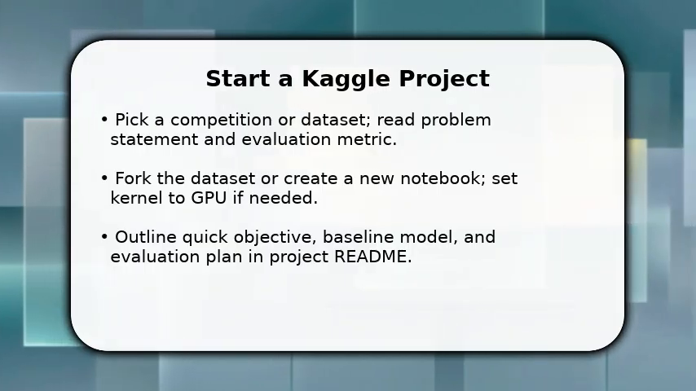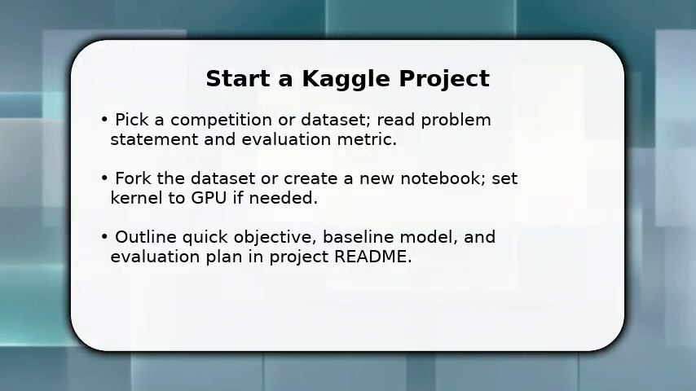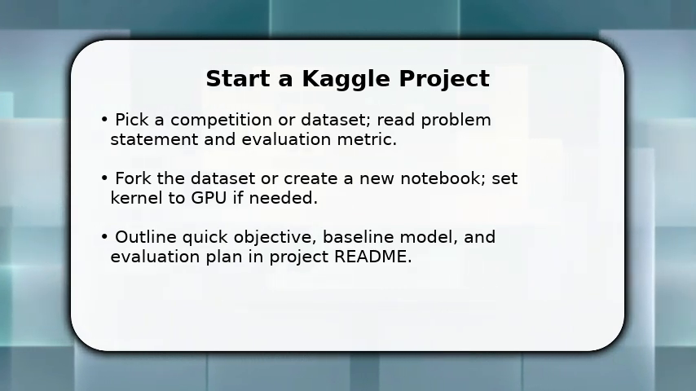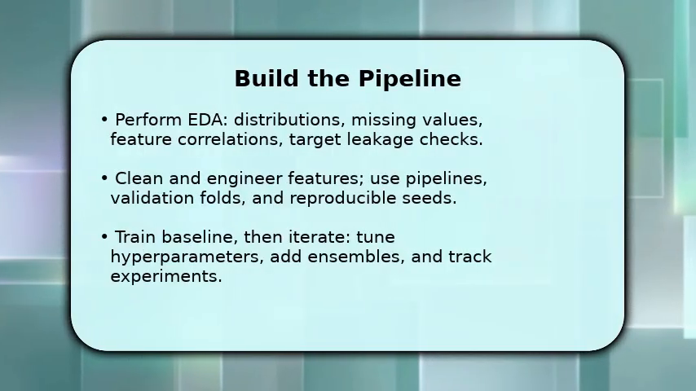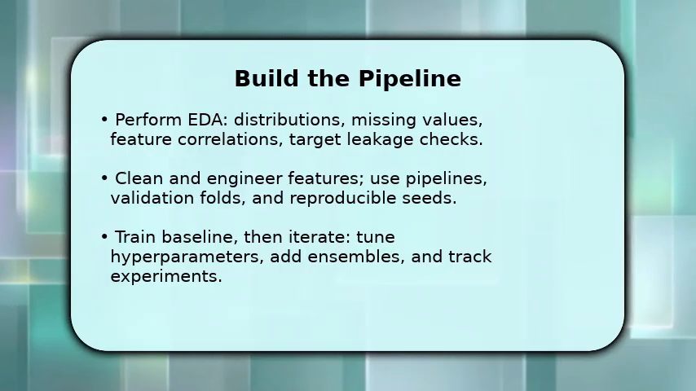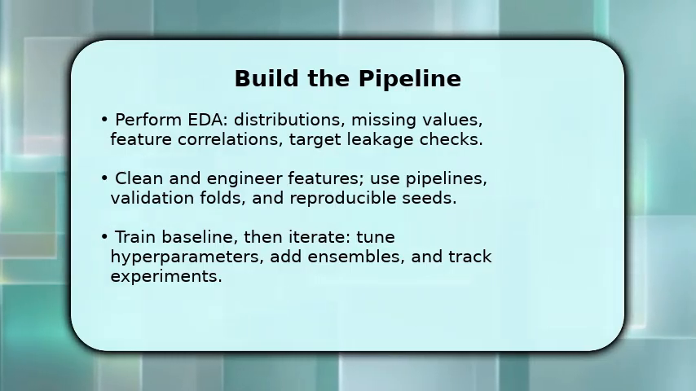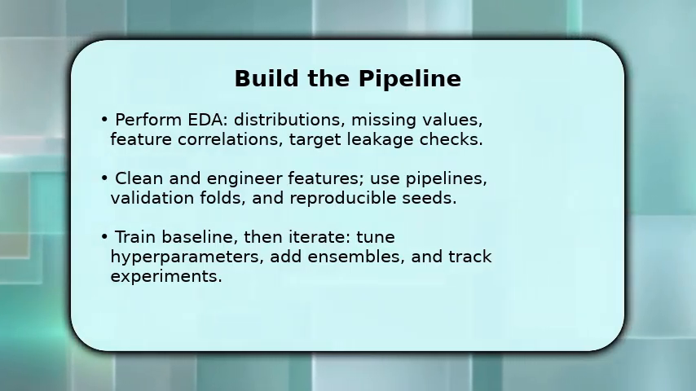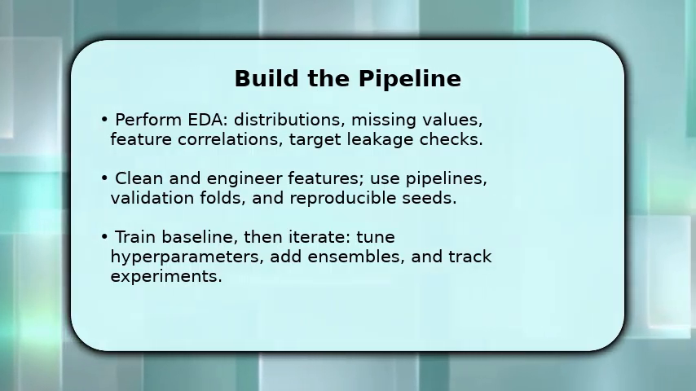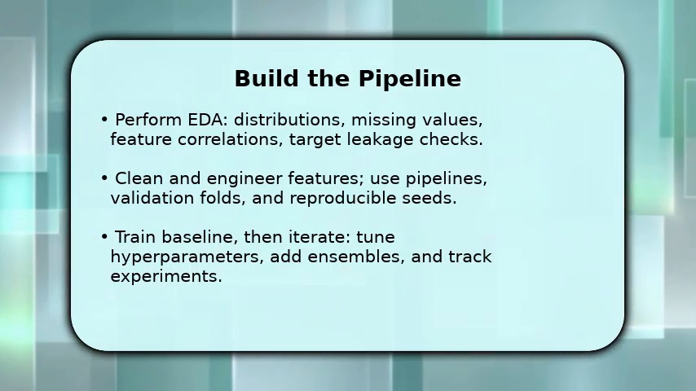Start coding a minimal pipeline immediately to verify data access and end-to-end execution before adding complexity. Now build a robust pipeline. First, run exploratory data analysis to spot distributions, outliers, missing data, and any target leakage. Once done, implement cleaning and feature engineering inside reusable pipelines and choose validation folds matching the problem structure.